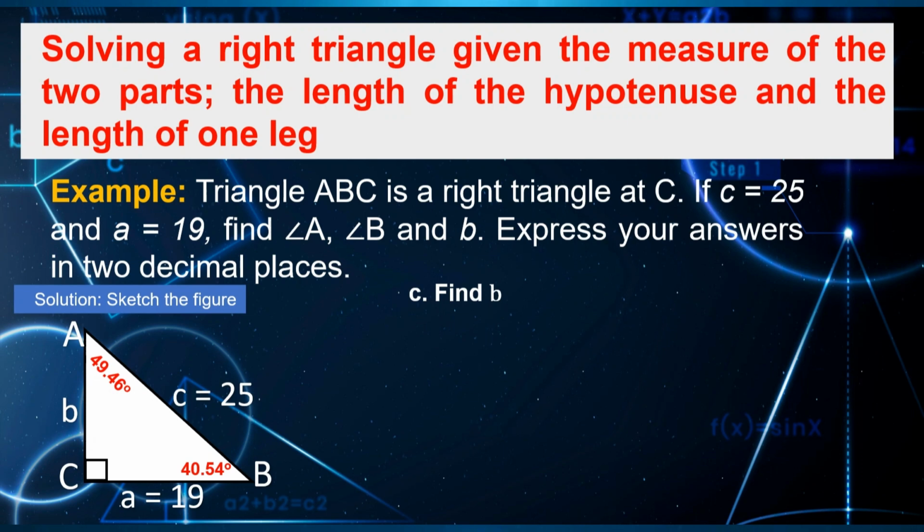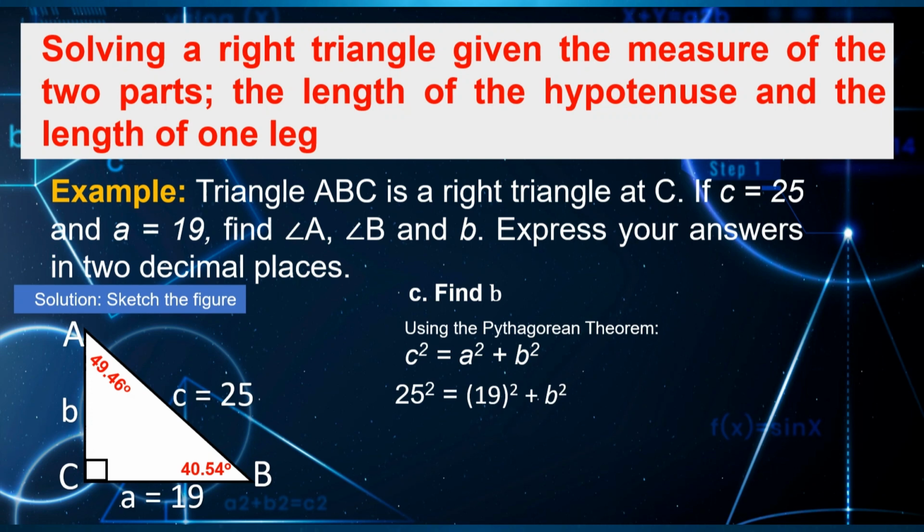Next is find B. Using the Pythagorean theorem, C squared is equal to A squared plus B squared. C is 25 and A is 19, so we have 25 squared is equal to 19 squared plus B squared. 25 squared is 625, and 19 squared is 361 plus B squared.